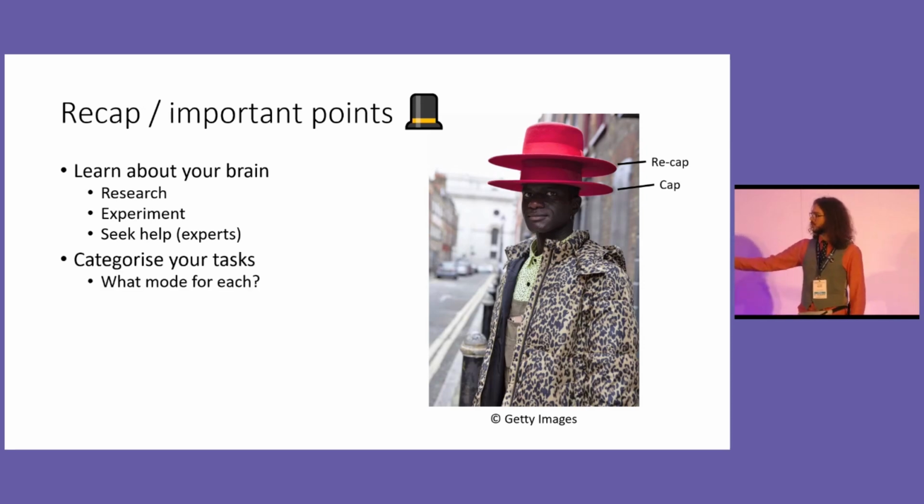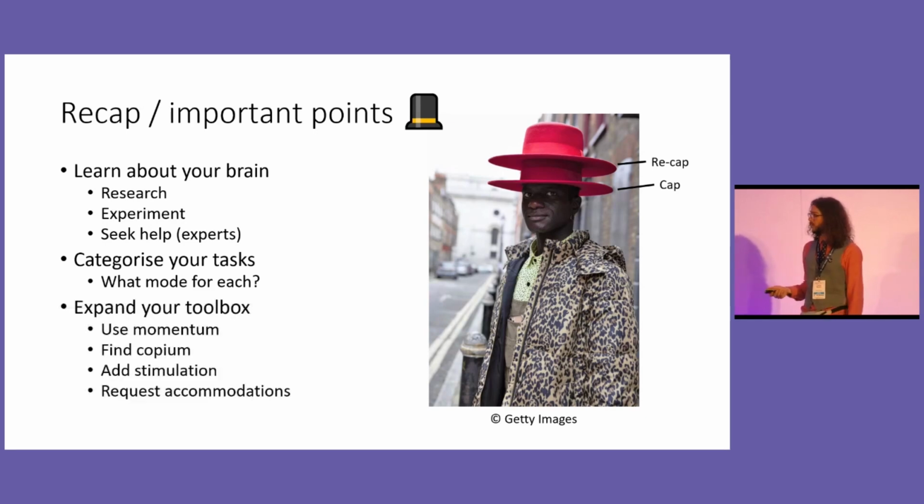Categorize your tasks. So what mode are you going to be in for each of your tasks? You have to make up your own categories, great. And expand your toolbox. So I have a few here, but there's many others that you can find online or invent yourself. So I have, use momentum when you're doing something unstimulating, find your copium when you have a lot of interruptions, adding stimulation, and request accommodations. Please, it's really hard sometimes to think of what you use.